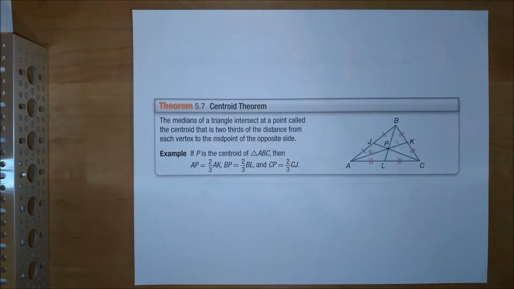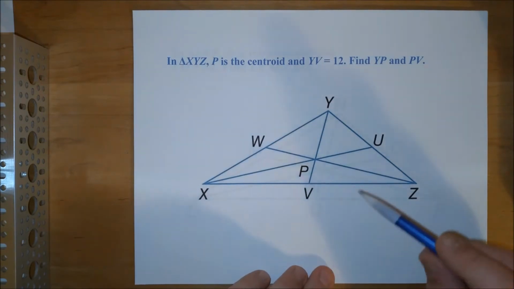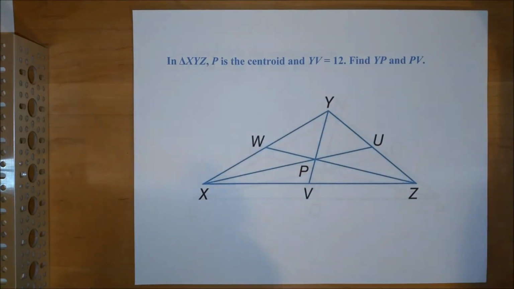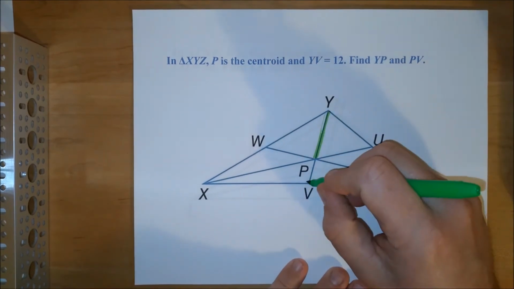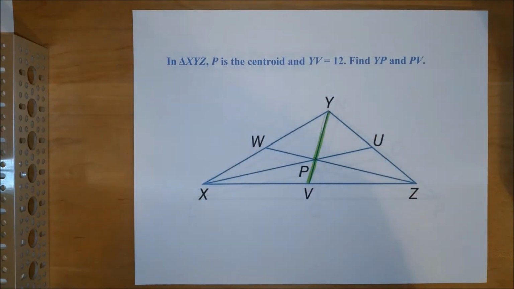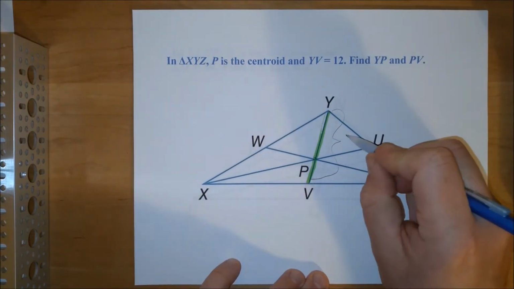Let's try a couple of problems here with centroid. In triangle XYZ, P is the centroid and YV equals 12. They want us to find YP and PV. Okay, P is the centroid, YV. So this whole length equals 12.